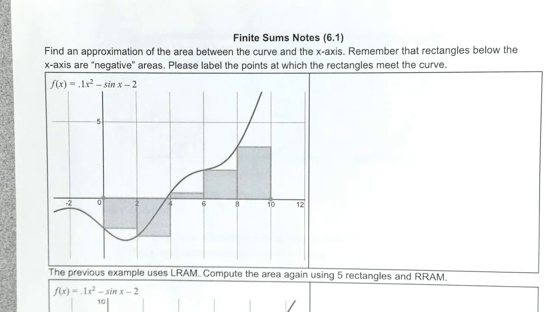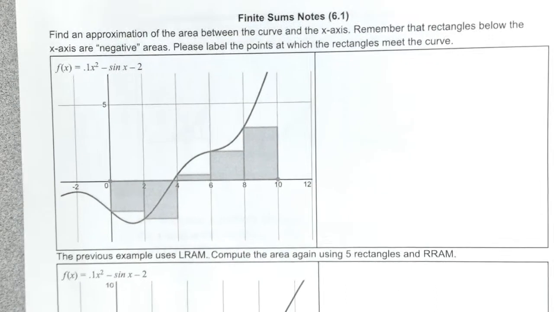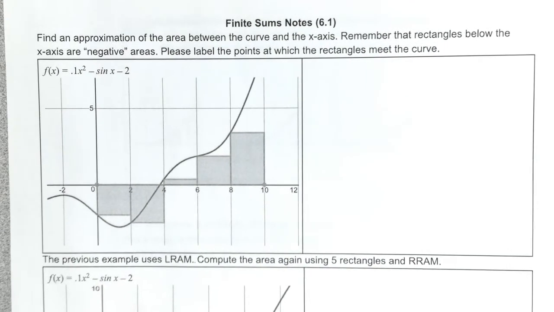All right, let's talk about finite sums and approximating the area underneath curves, or between curves and the x-axis, using rectangles. Our goal in this lesson is to formalize what we started talking about yesterday, what you hopefully gathered in part from the activities from yesterday. Remember that as we do this, rectangles below the x-axis are negative areas. The sign of the areas matters.